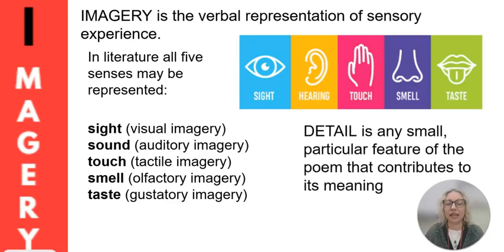All right, detail is any small particular feature of the poem that contributes to its meaning. And so sometimes we have details that connect to images, but they're not actually creating imagery. So then we can call it a detail.